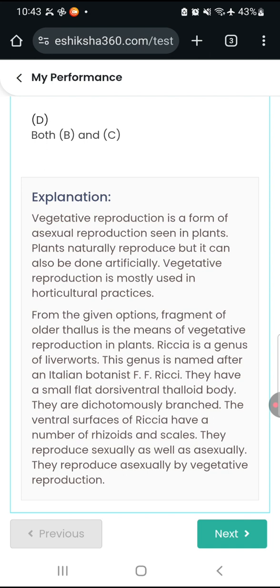Riccia is a genus of liverworts. This genus is named after an Italian botanist, F. Ricci. They have a small, flat, dorsiventral thalloid body. They are dichotomously branched. The ventral surfaces of Riccia have a number of rhizoids and scales. They reproduce sexually as well as asexually. They reproduce asexually by vegetative reproduction.